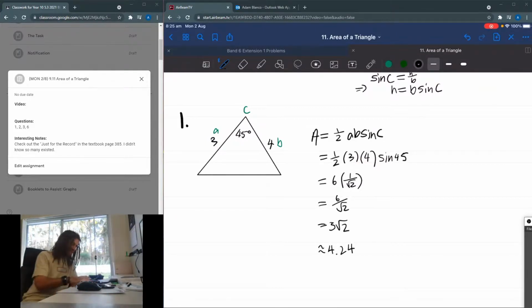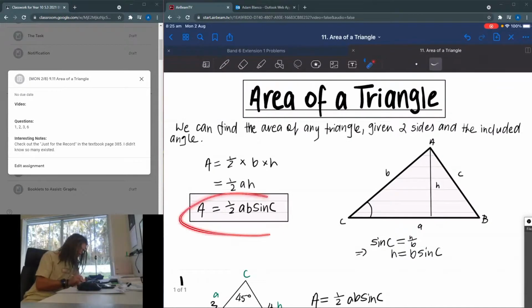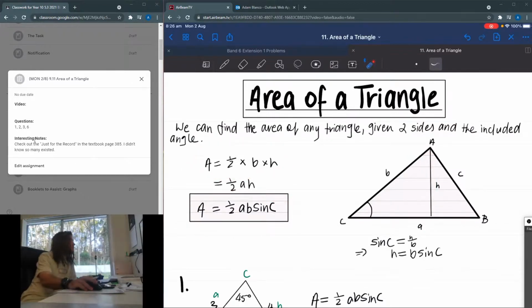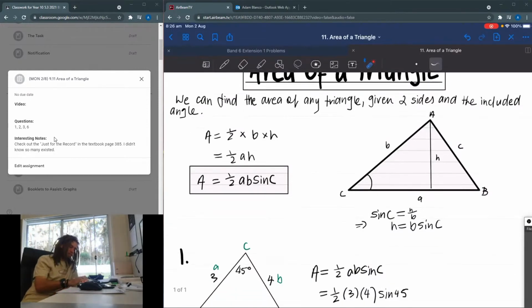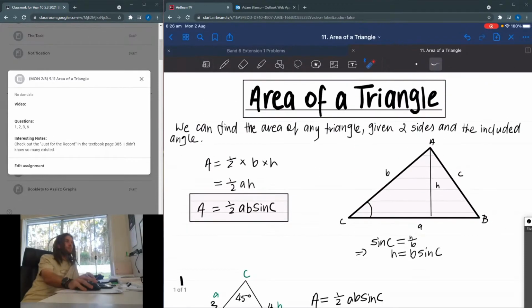All you need to know for this lesson is that this is the formula for the area of a triangle if you don't know what the height is. If you do know what the height is, obviously you're just going to use this. Now, look at the top corner here. I wrote interesting notes. If you look at the textbook, after the exercise there are 4 different area of triangle formulas, and I thought they were really interesting. There's a couple of questions asking you about them. If you really wanted, have a look at them, because I didn't actually know they existed. I just knew about these 2. So I think that's kind of interesting.